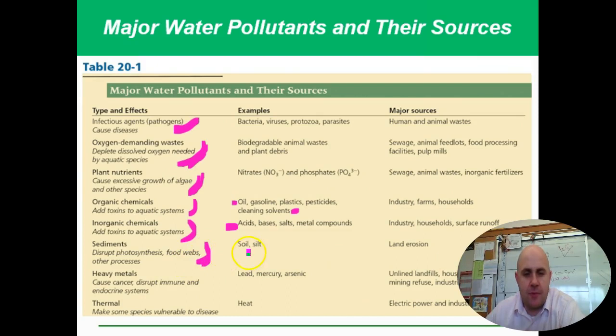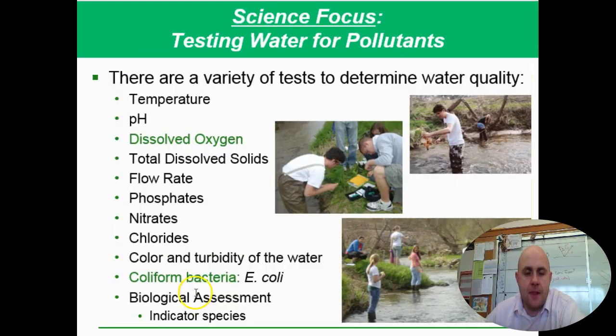Sediments. Sometimes people don't think of this as pollution, but soil and silt dirtying up the water is a type of pollution. Heavy metals. These are less common, but they still happen. Lead, mercury, arsenic, things like that. And then the last one, the one that people don't think about, is when we release heat or change the temperature of the water. Thermal pollution.